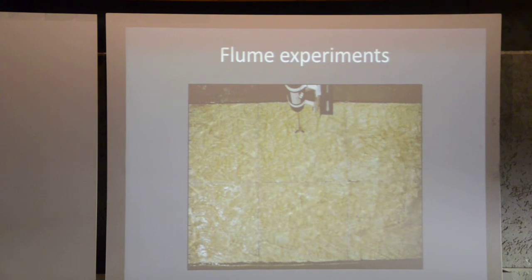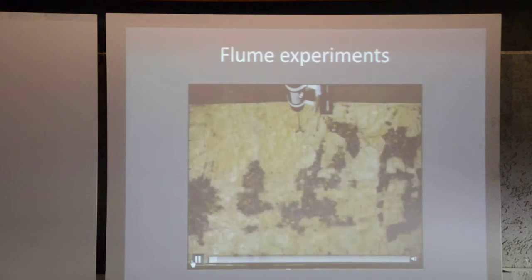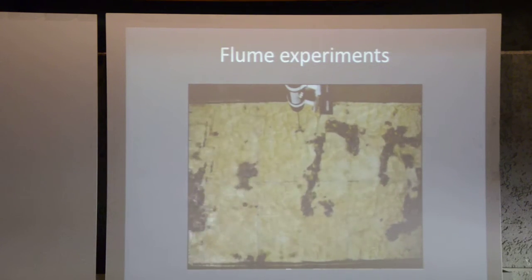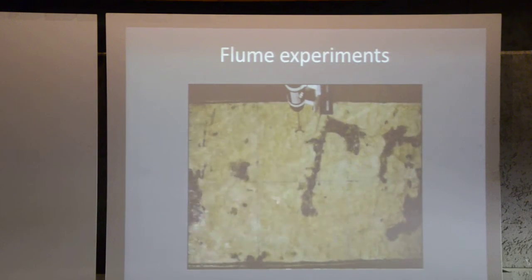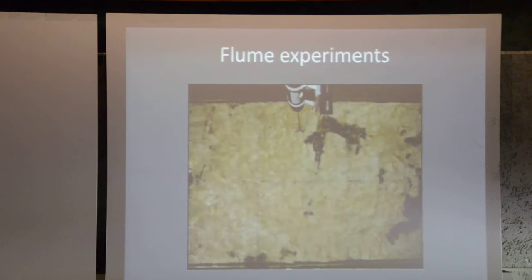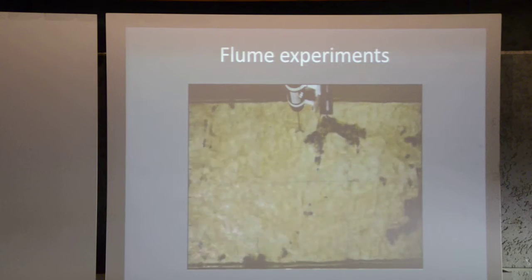Okay, so this is an example of what one of these flume experiments looks like. You can see the sediment mass comes in at the top, quickly forms sediment cover, and now we've got that flow ramping up. You can see that we get the sediment patches, they stabilise and then they start to erode.